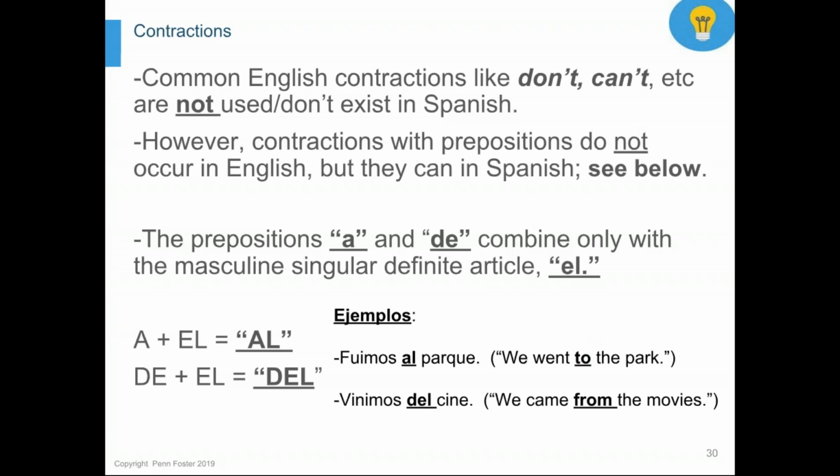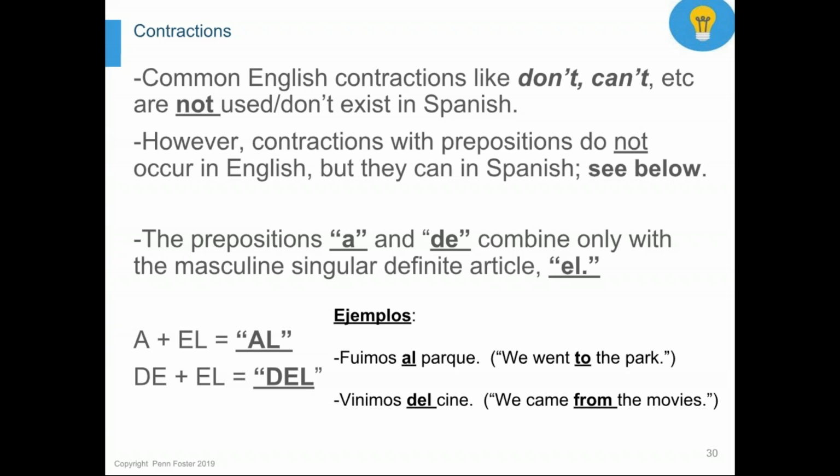Words like a and de, two of the more commonly seen prepositions that we had on the previous slide's chart, they can combine with the masculine singular definite article that we talked about much earlier in this webinar, the word el. And when you combine a and el, or de and el, you have created the only two Spanish contractions that do exist. They're different in terms of form and use than the English contractions, but they are indeed considered contractions within the Spanish language.